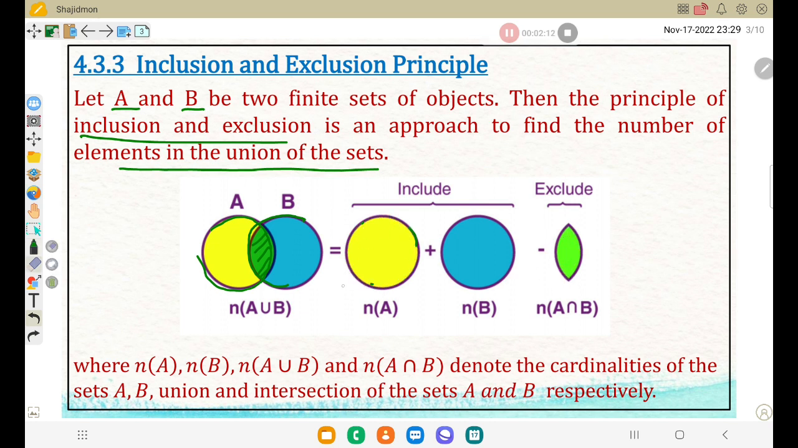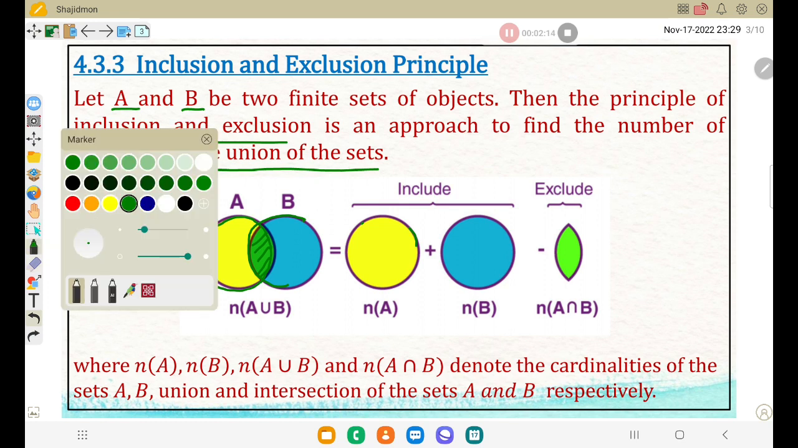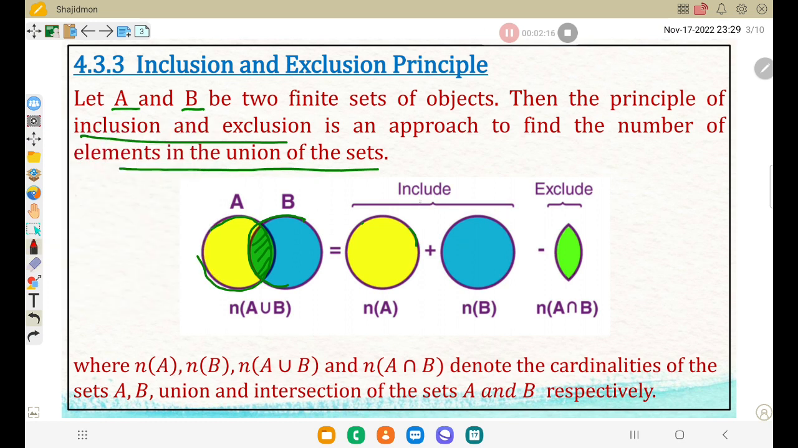So what we do: include the number of elements of A and the number of elements of B. This is the principle of inclusion. Include both sets, number of A and number of B. But delete that double entry, that intersection portion, exclude that portion, number of A intersection B. So this is the rule: number of A union B equals number of A plus number of B minus number of A intersection B. This is the inclusion and exclusion principle.